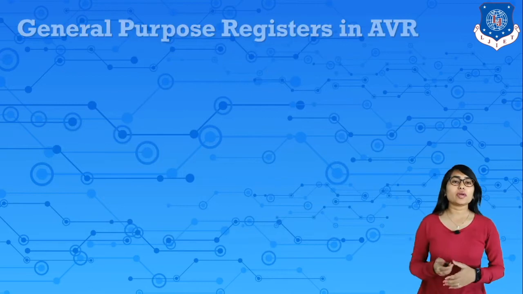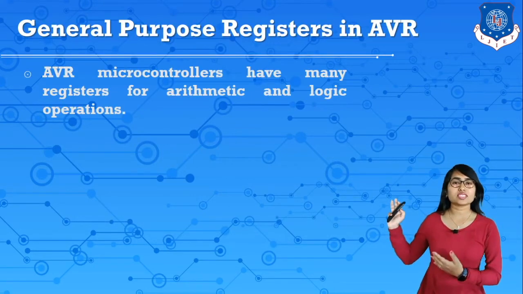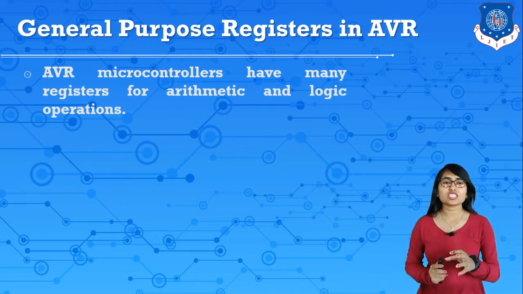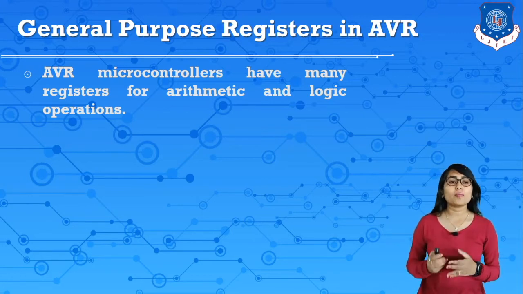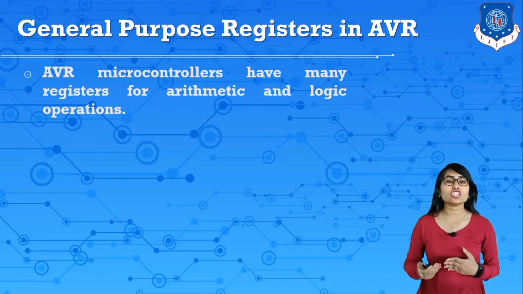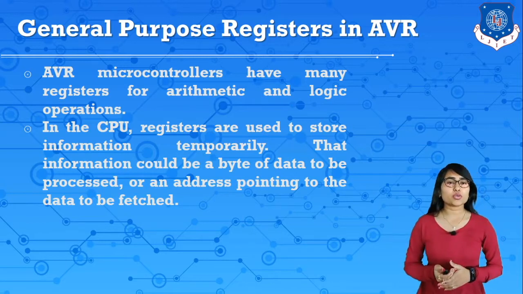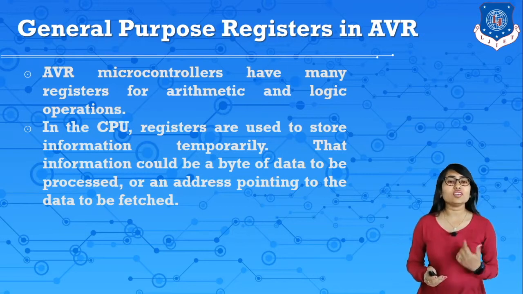Next, we have the general purpose registers in AVR. Basically the general purpose registers are a part of data RAM. The AVR microcontroller has many registers for arithmetic and logic operations. So to perform a variety of arithmetic and logical operations, we have these general purpose registers in AVR. In a CPU, registers are used to store information temporarily.